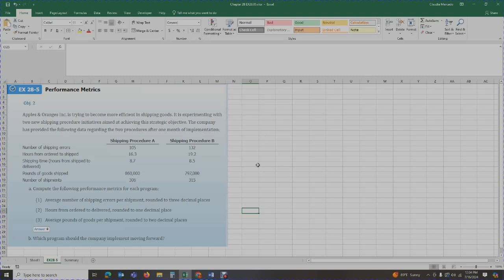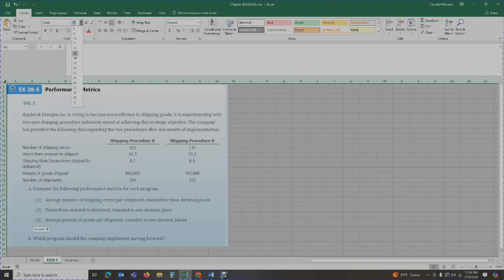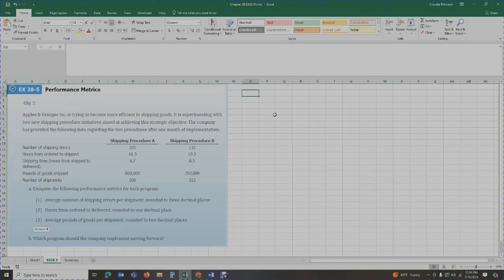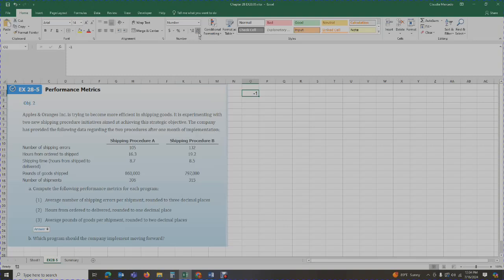Okay, so let's start by computing. Let me just change the font here, make it a little bit bigger. Okay, so let's start with the first requirement. Okay, so our first requirement, let me change this to center it. Okay, so it is to calculate the average number of shipping errors per shipment, rounded to 3 decimal places.